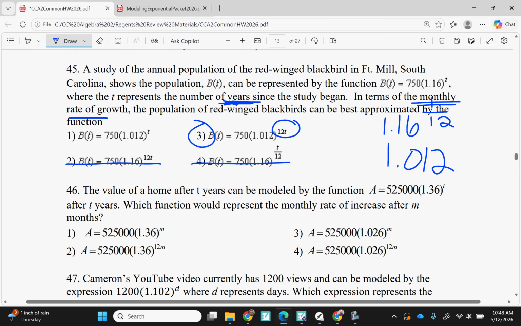If the variable represented months, then the answer would be choice 1, because I get the monthly rate 1 time per month. But how many times per year do I get the monthly rate? 12. So 12 is what goes in the exponent.